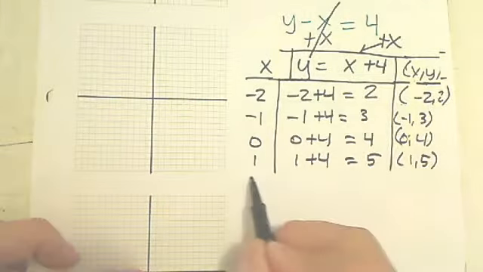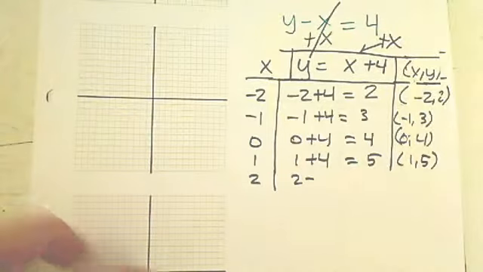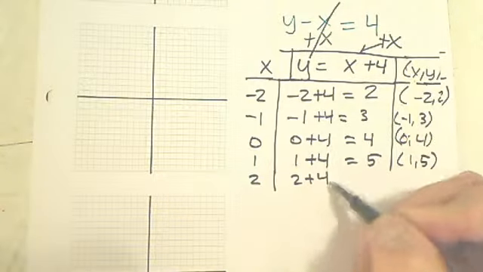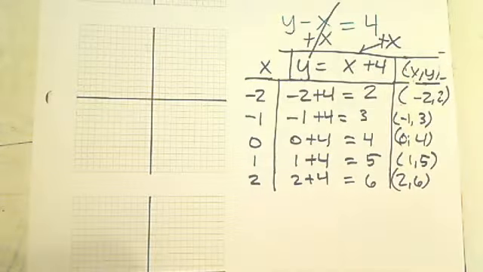Last one. I know this is very tedious. 2 plus 4 is 6, so then you have 2 comma 6. Eventually, we will not ever need to use a table again. But at the very beginning, we will use a table just to show you how you get those points. Questions on the points so far?